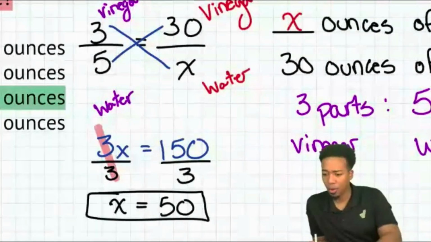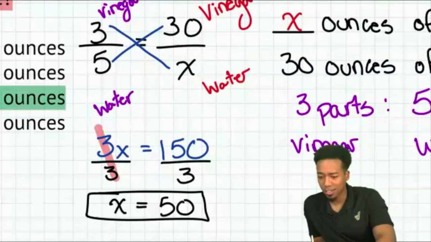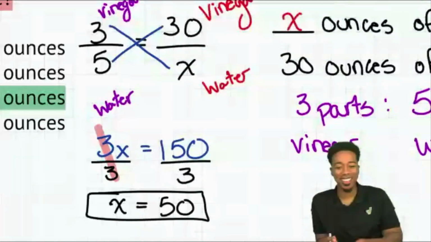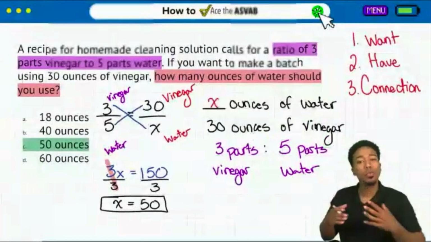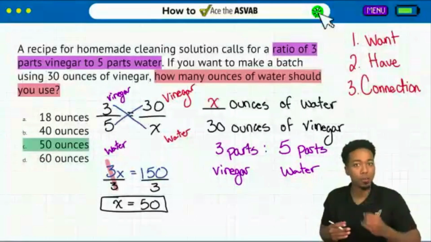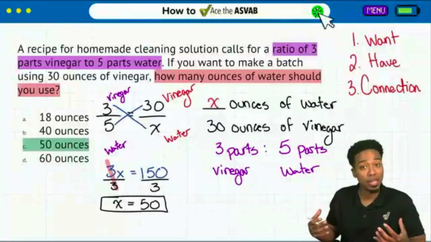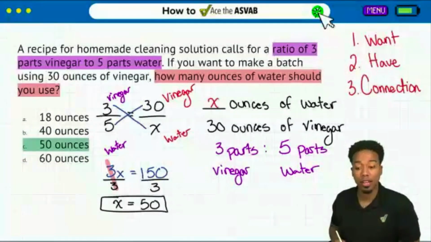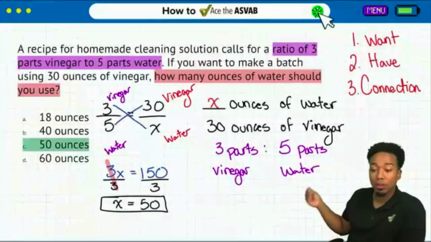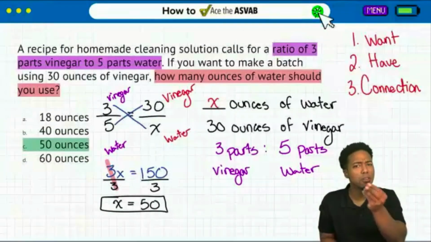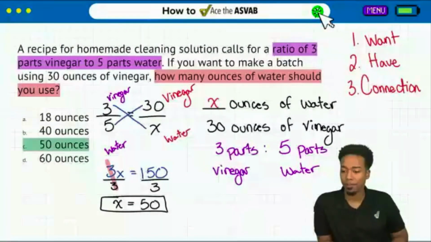Shout out to whoever uploaded their work in the chat box. That is a first. So great job there. So everybody, can we explain? You tell me, are we able to explain how to get the correct final answer of 50 ounces of water? Do you feel like you could explain how to get there? Good. Good, good, good.